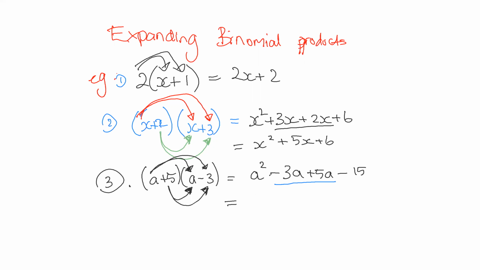So our answer is going to be a squared, that stays as it is. Then we've got -3a plus 5a is going to be positive 2a. And then we've got -15, we leave that as it is. And that's going to be our answer.